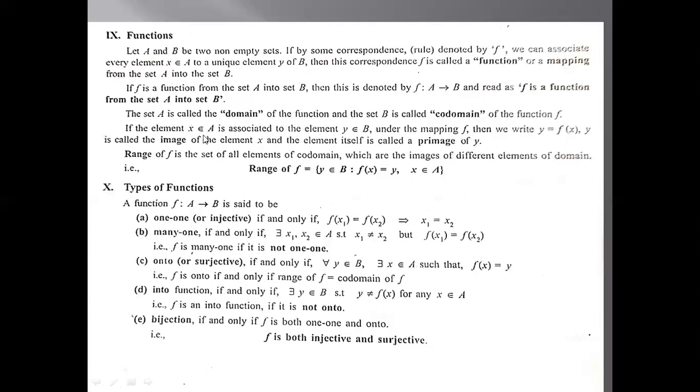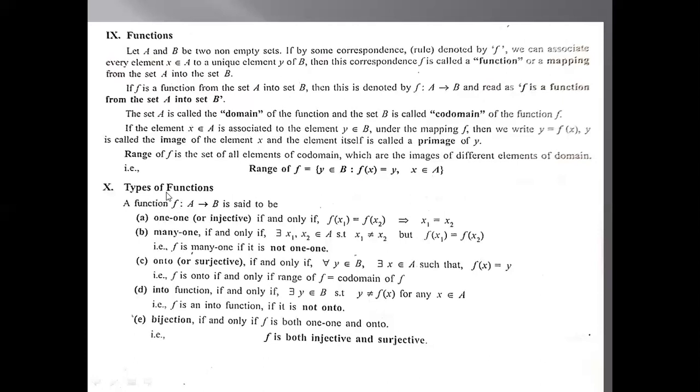Here, this y is called the image of the element x, and the element x itself is called the preimage of y. The range of f is the set of all elements of the codomain which are the images of different elements of the domain. That is, the range of f is equal to small y belongs to B such that f of x is equal to y, x belongs to A.